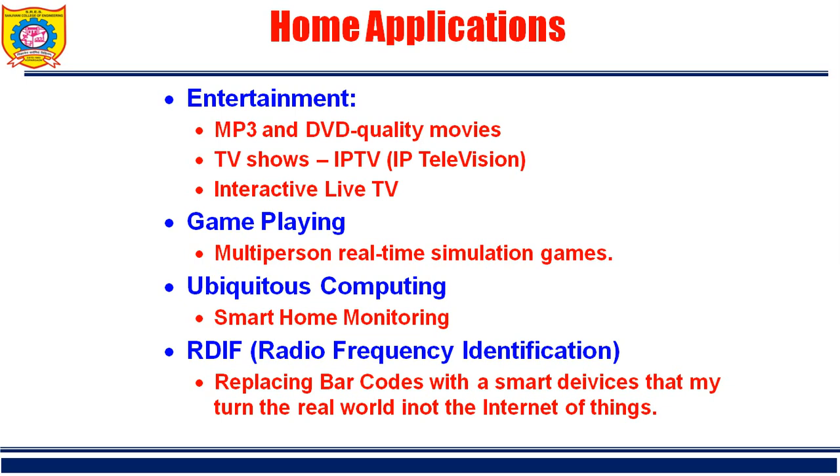Now because of the network it is possible that you can sit in one location, another person is sitting in another location, and still we can play a single game. That is game playing, a multi-person real-time communication. Then ubiquitous computing, that is smart home monitoring. Now this is one of the areas we can call the Internet of Things (IoT), where it is possible that by sitting at your office, you can monitor the activities happening in your home. That is smart home monitoring.